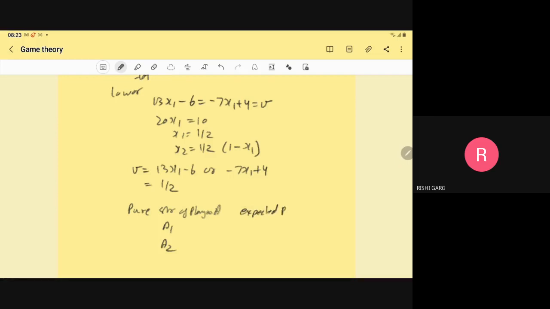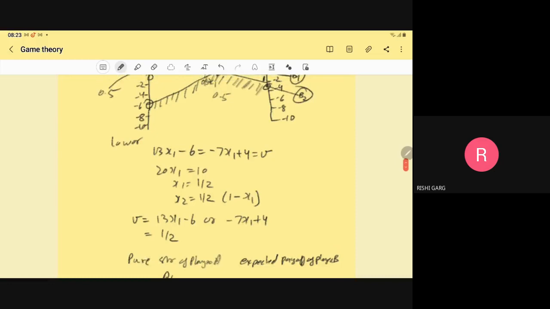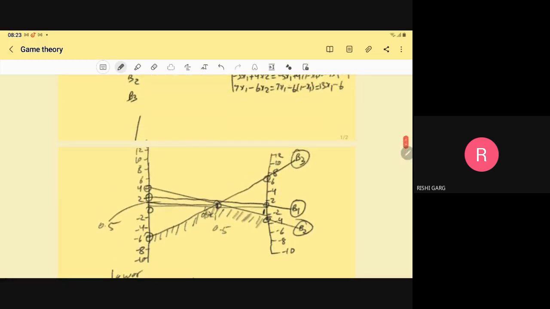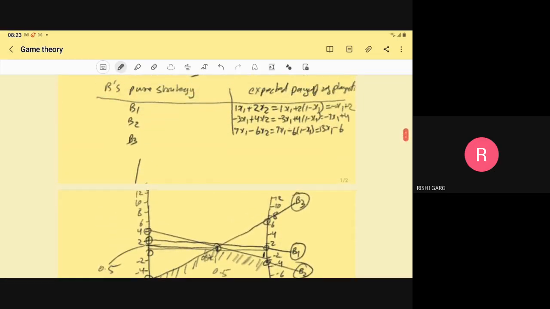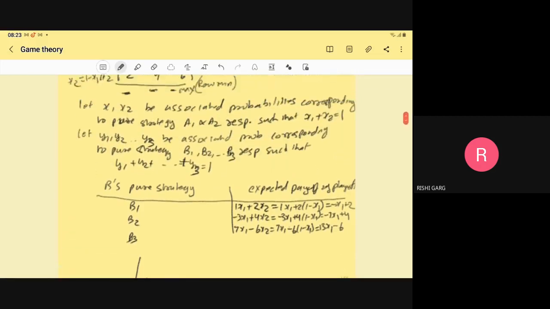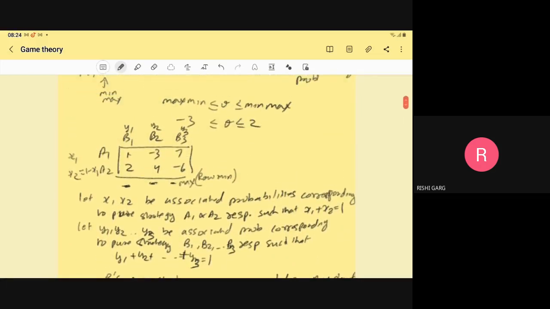Expected payoff of player B will be, in this case, we have seen we are getting the lower envelope corresponding to B3 and B2 only. When we have such a thing, automatically Y1 will be 0. You only have to take Y2 and Y3, because in the optimal strategy, if player A has two alternatives, then player B also has two alternatives only. So B1 will not be the optimal strategy. So we will take Y1 as 0.